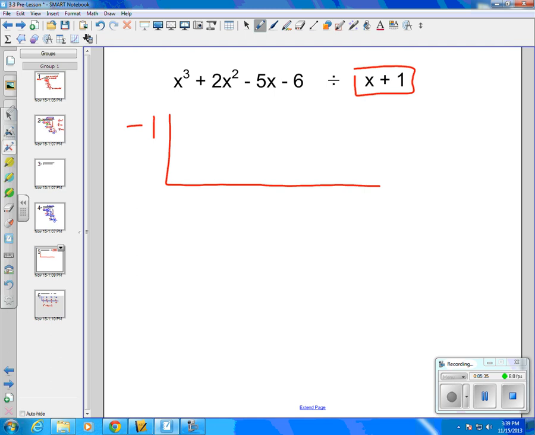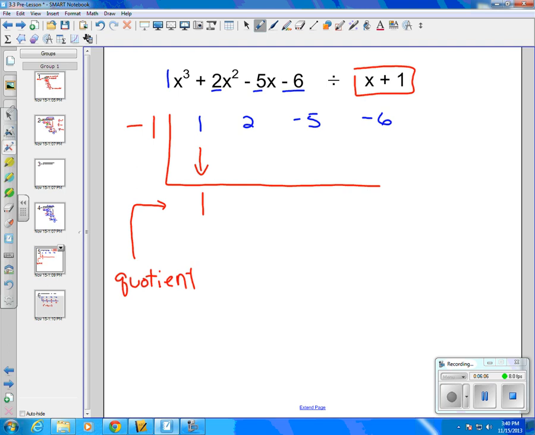After I do that, what I will do is look at the dividend and write out the coefficients of the dividend. So the coefficient here is 1. I'll write that out. Then I have a coefficient of 2, negative 5, and negative 6. And now I can create my quotient. To start the process of synthetic division, I bring down the 1. Now this right here represents what we'll have for our quotient.